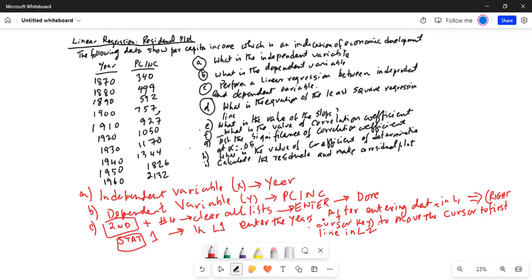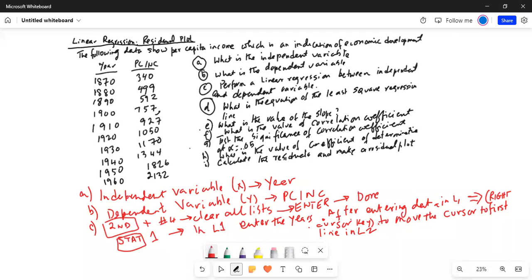So you start with 340, then 499, then 592, that's the 9, 592, then 757, then 927, then 1050, then 1170, 1344, 1826, and 2132.